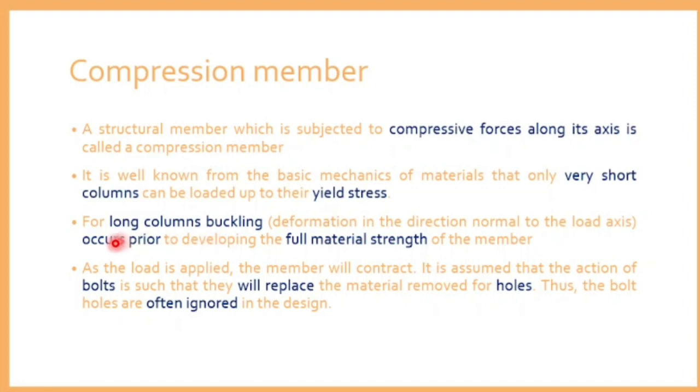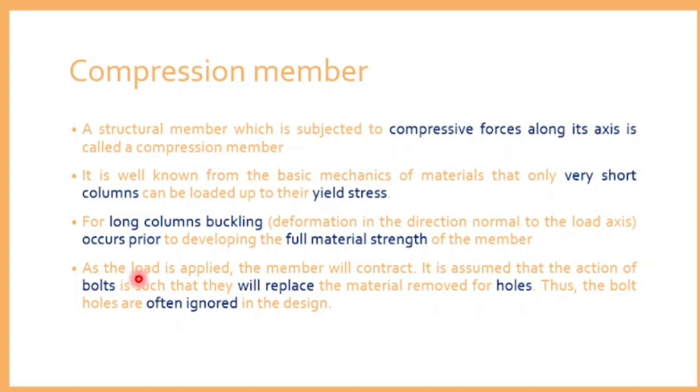It is mentioned here that a long column always tends to buckle, occurring prior to the development of the full strength of the member. Another point is, whenever you design a compression member, you need not eliminate the holes. Whenever you design connections, there will be a gross plate. If the plate length is 100 mm and thickness is 10 mm, how will you find the cross section? 100 into 10, and you subtract the holes.